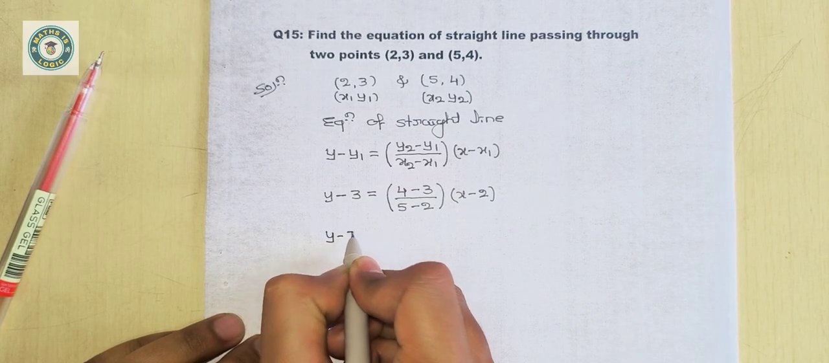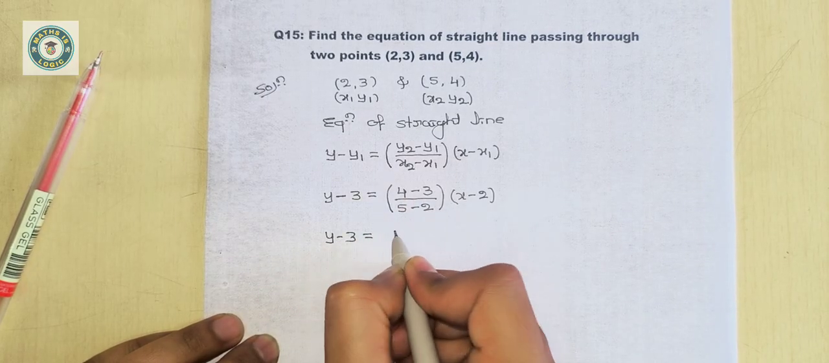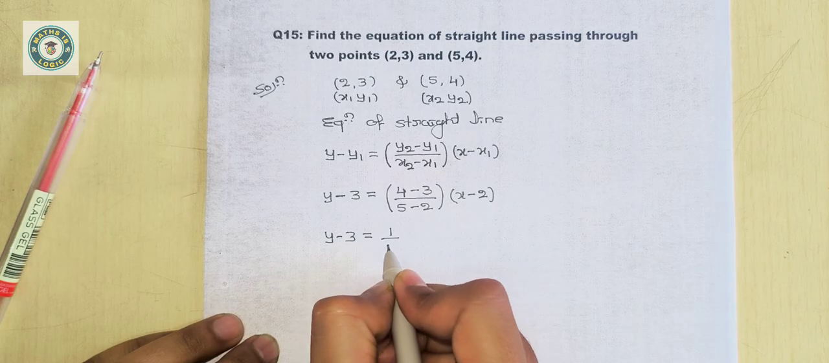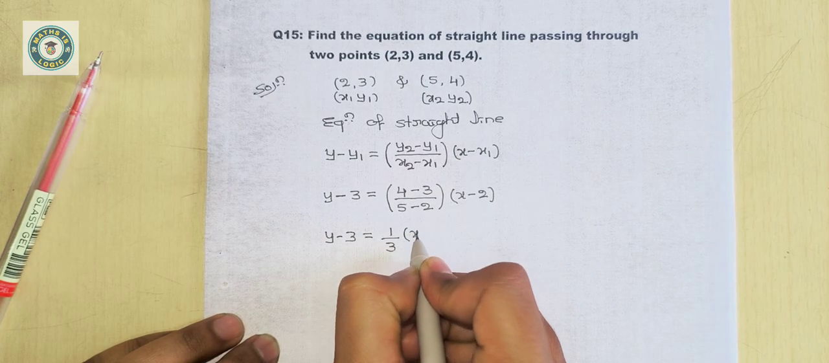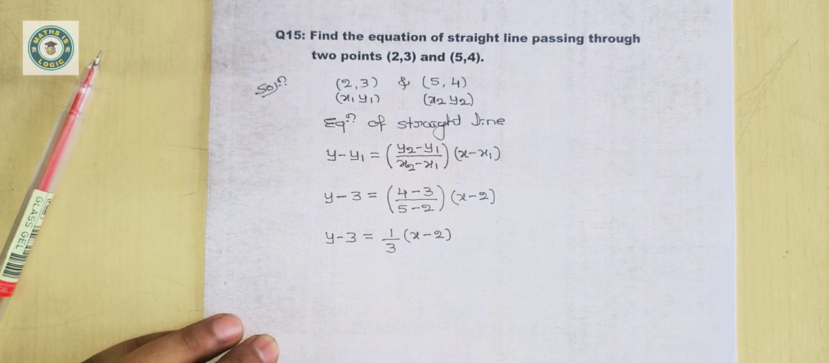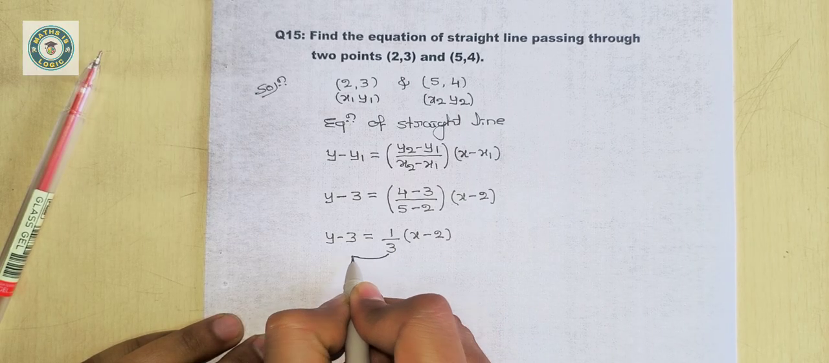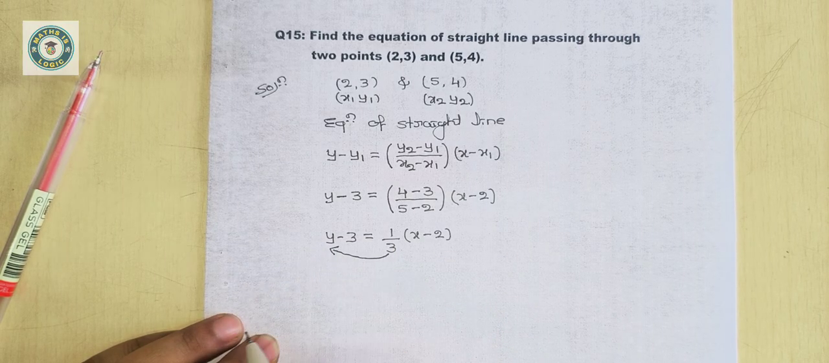So y minus 3 as it is. So 4 minus 3 is what here? 1, divided by 5 minus 2 is how much here? 3, into bracket x minus 2. Keep it as it is. So here you are getting the fraction value. So better what we need to do is do the cross multiplication.